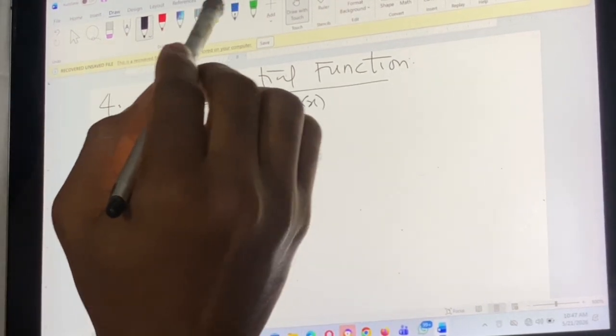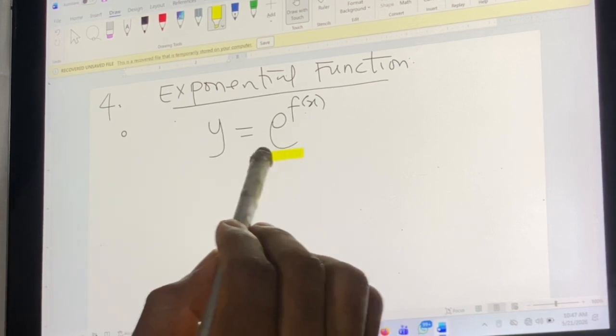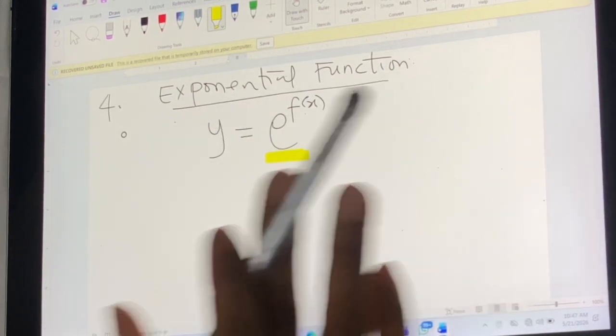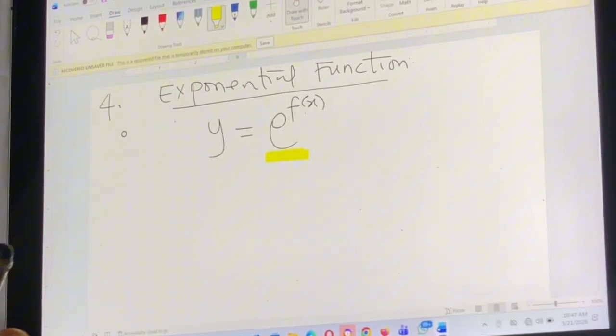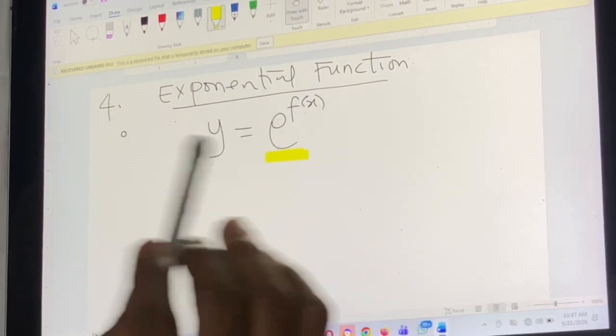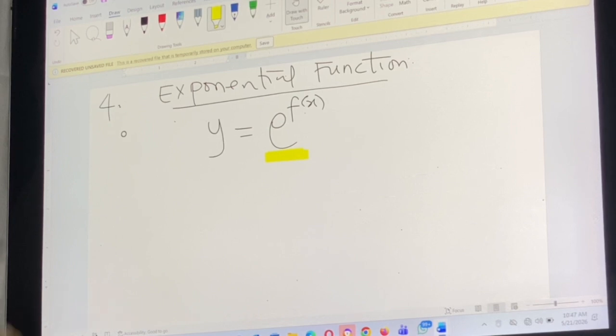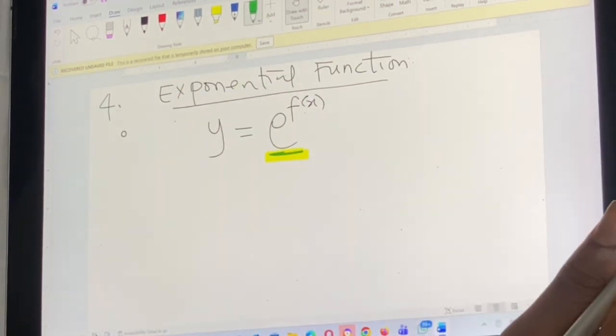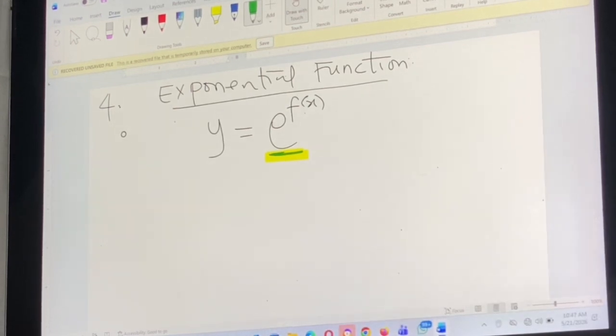So whenever you see this symbol in differentiation, it means that that particular function is an exponential function. Please take note. Whenever you see this symbol in differentiation, it means that that particular function is an exponential function. The question now is, how do we differentiate an exponential function?